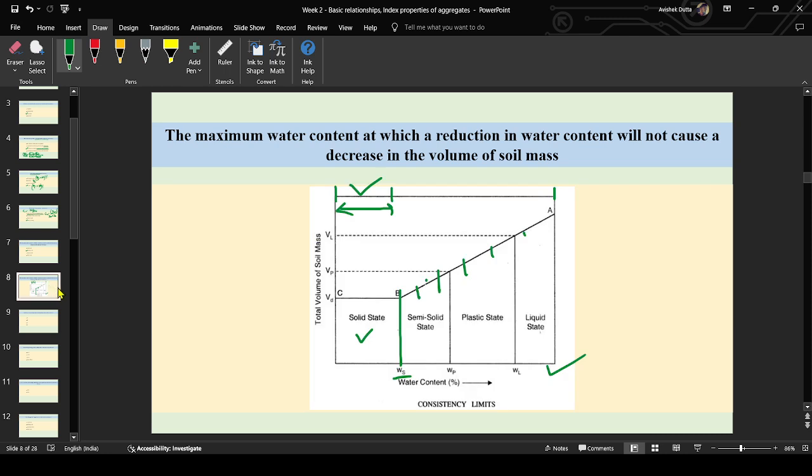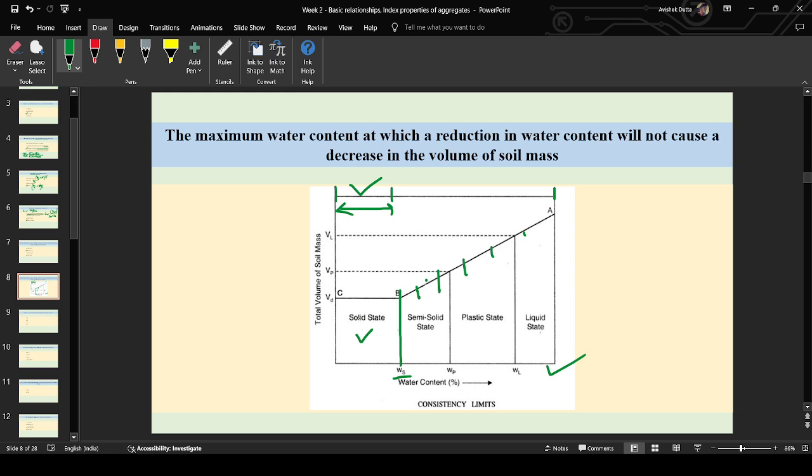The observation here is that normally all these consistency limits are tested with the help of an oven, particularly the shrinkage limit. Initially we keep the saturated specimen in the oven. As time passes, 1 hour, 2 hours, 3 hours, 4 hours, the water content is reducing. That's why the test normally goes towards the y-axis.